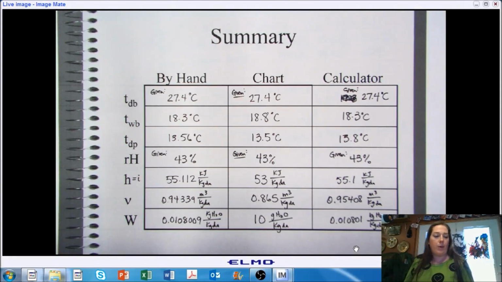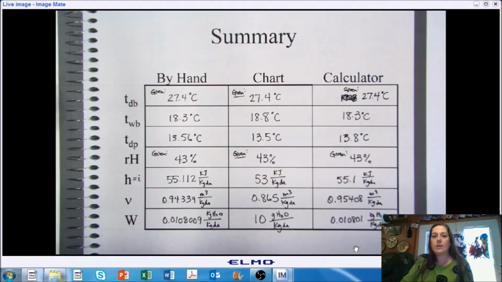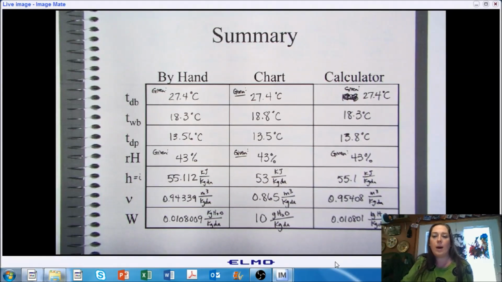That is going to wrap up our example where we're looking at how do we determine our psychrometric properties. And the next thing we're going to move on to are psychrometric processes. So we'll start to look at how do we get from one state point to the next, and that will come in the next segment.